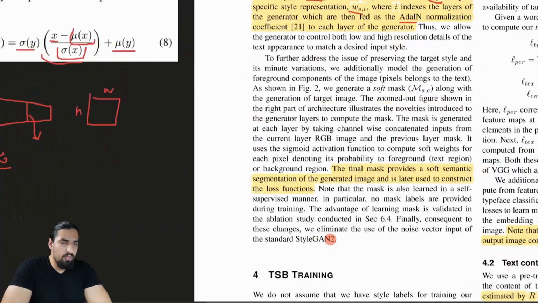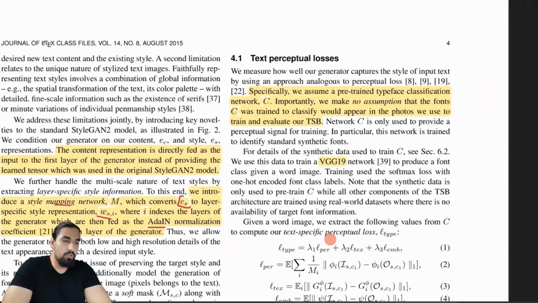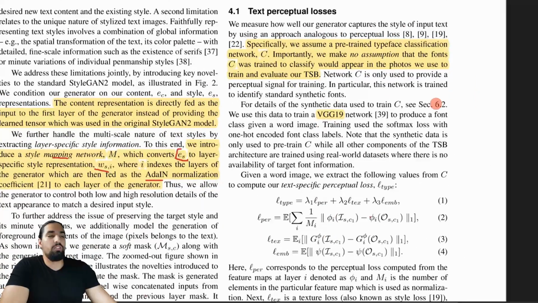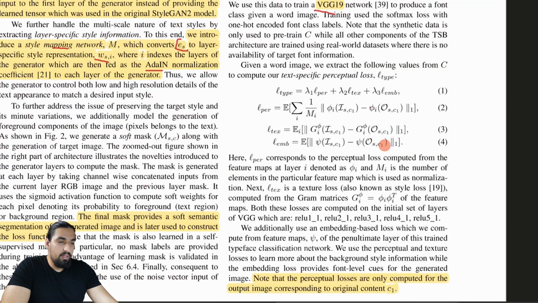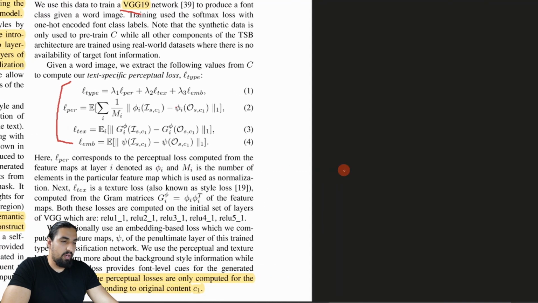Okay, let me explain to you how this text perceptual loss works in a bit more detail. Specifically, we assume a pre-trained typeface classification network C. Importantly, we make no assumption that the fonts C was trained to classify would appear in the photos we use to train and evaluate our text style brush. Okay, now let me try and debug these equations for you. So it looks like this.